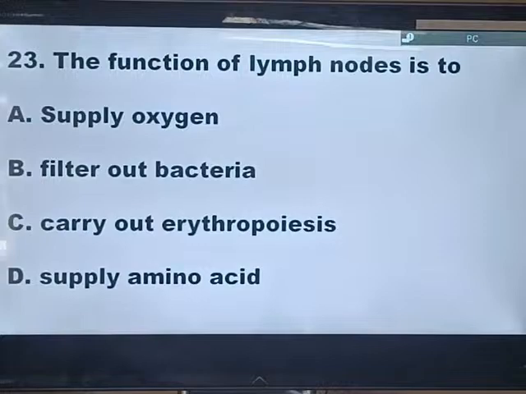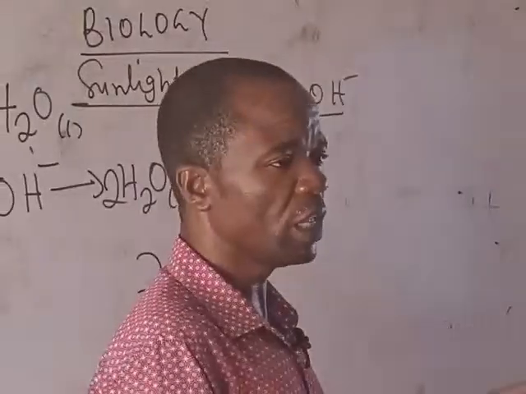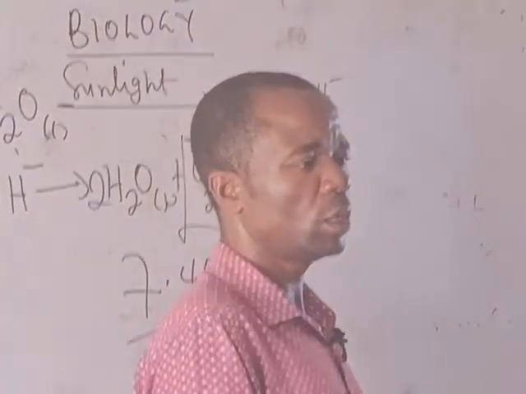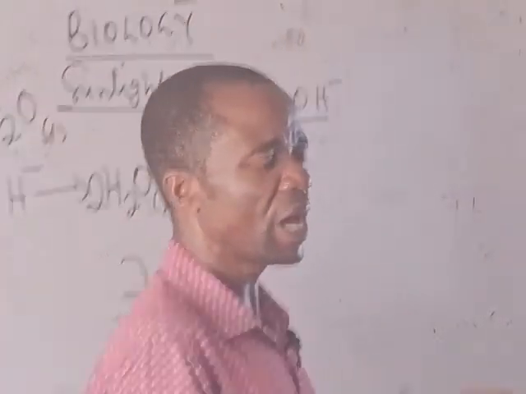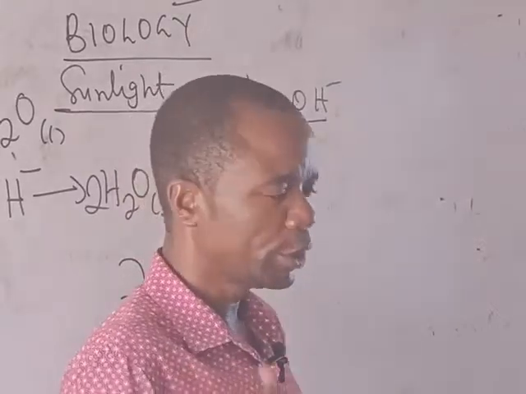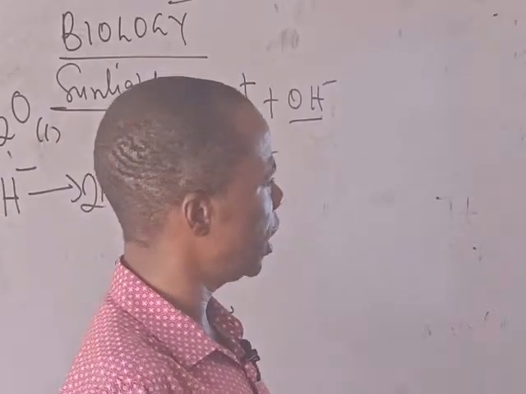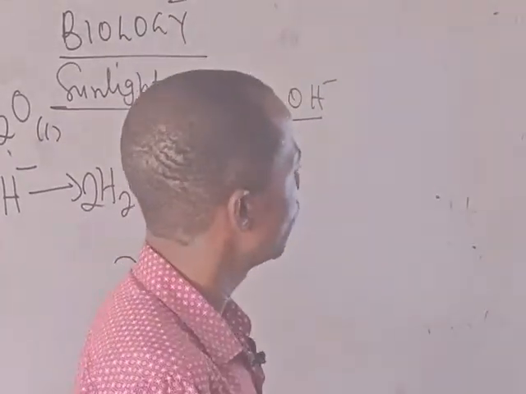Not only that, we have tonsil. Tonsil is another lymph node. We have uvula. Uvula is another lymph node. So lymph nodes are majorly part of the lymphatic system, and they help to filter out bacteria. They also help to produce lymphocytes. So the correct answer for number 23 here is option B.